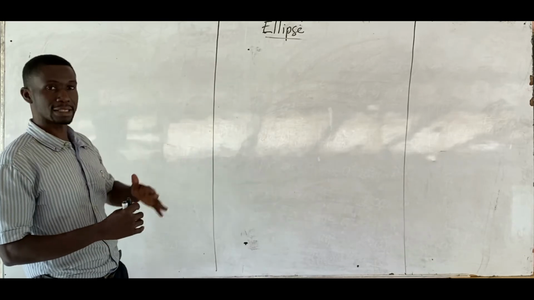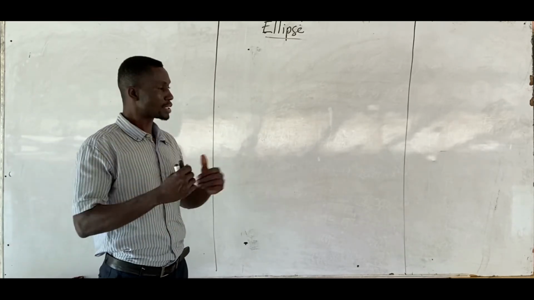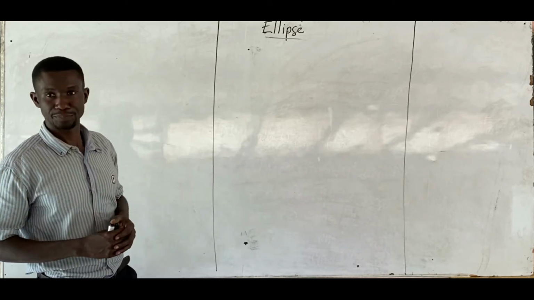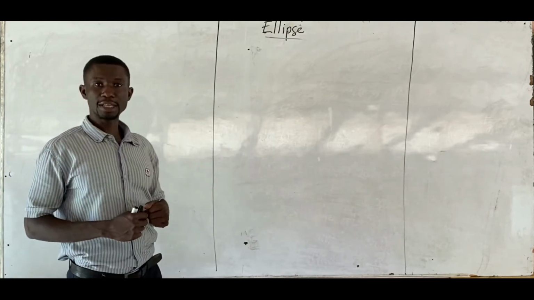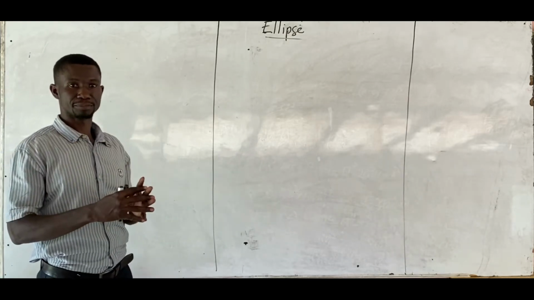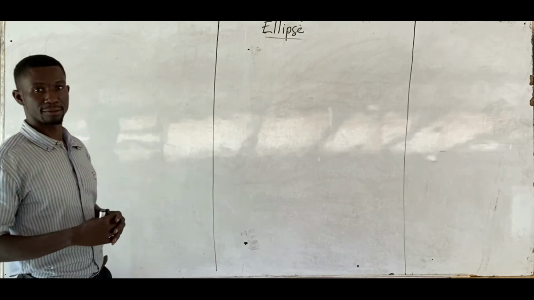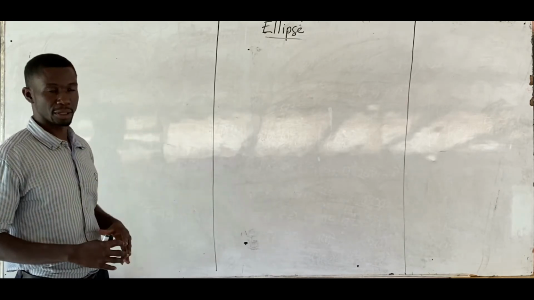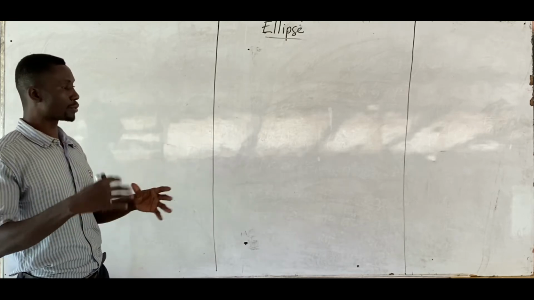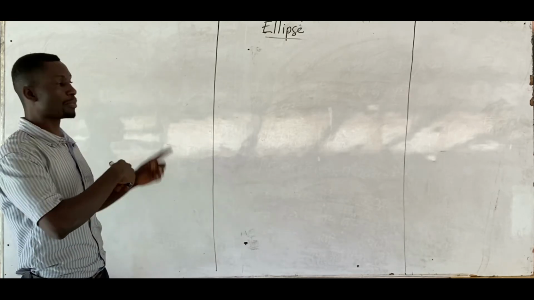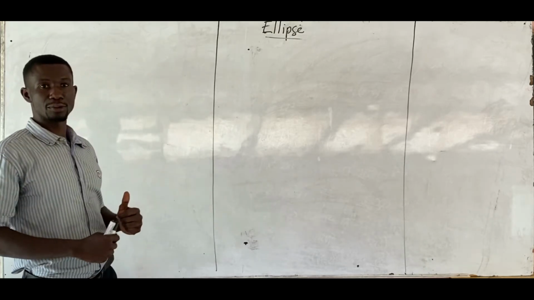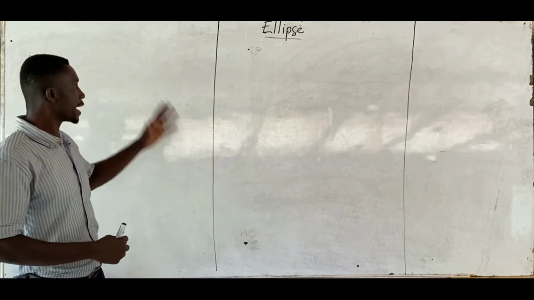Now let's have a look at ellipse. What an ellipse is. It is also part of the conic section. An ellipse is a set of points whose sums of distances are equidistant from two fixed points, and those fixed points are called foci. Foci because they are plural. If you have watched my previous video on parabola, you understand what is focus and directrix.